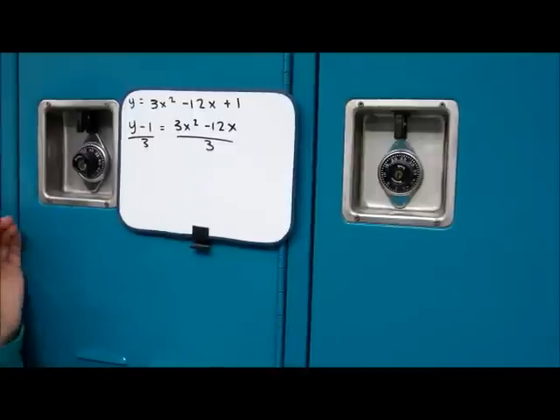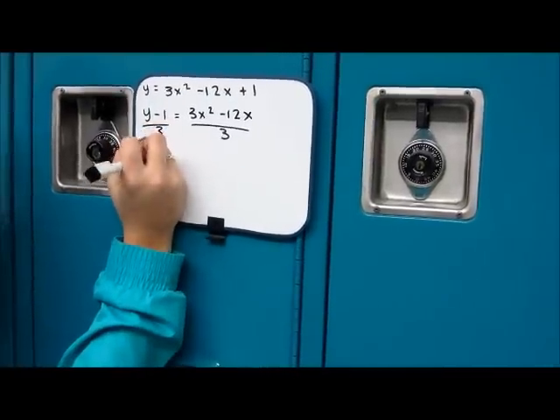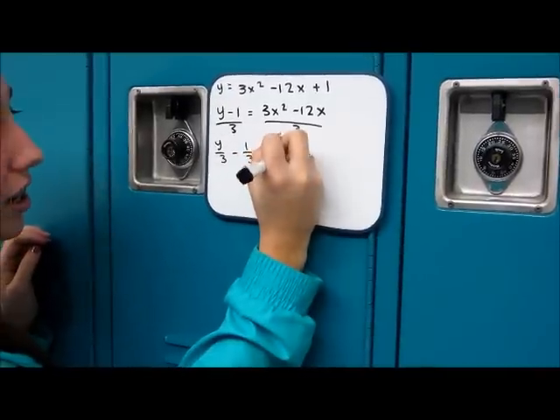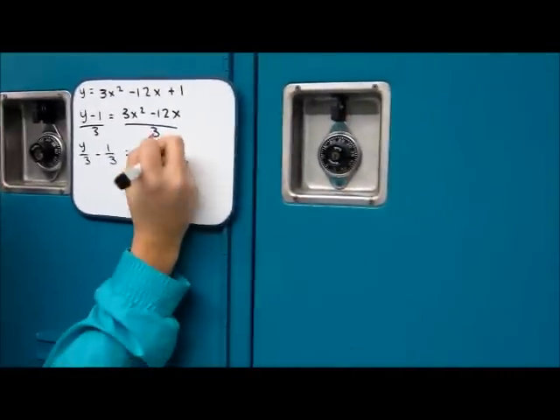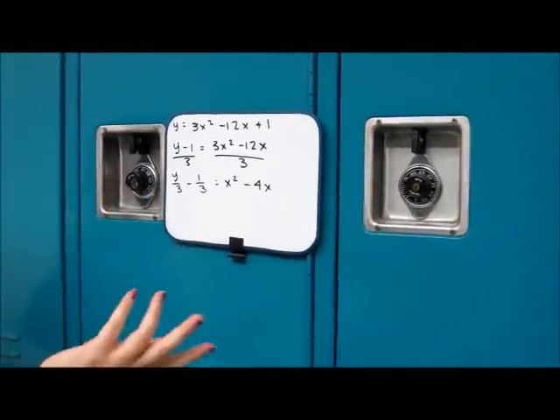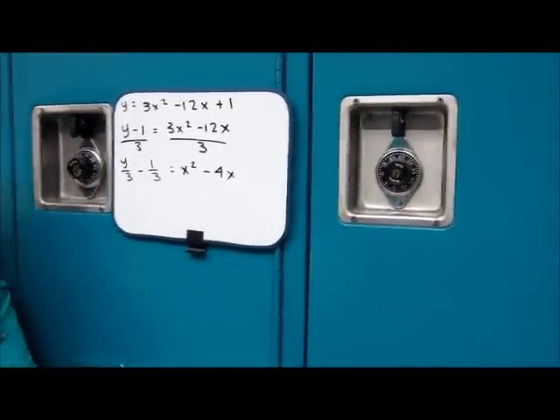y over 3 minus 1/3 equals x squared minus 12 over 3x, which is also 4x. Sorry, it's 4x. That's quite alright. Happy to correct you there.